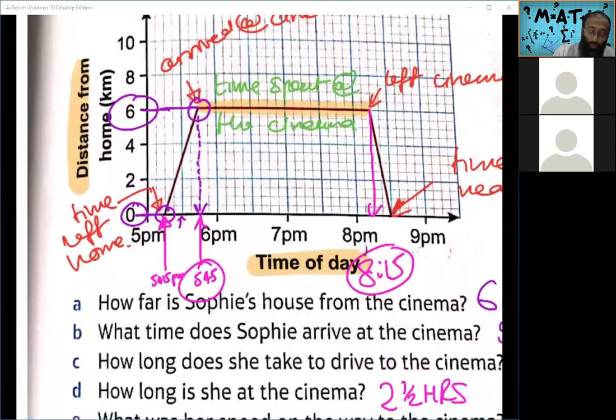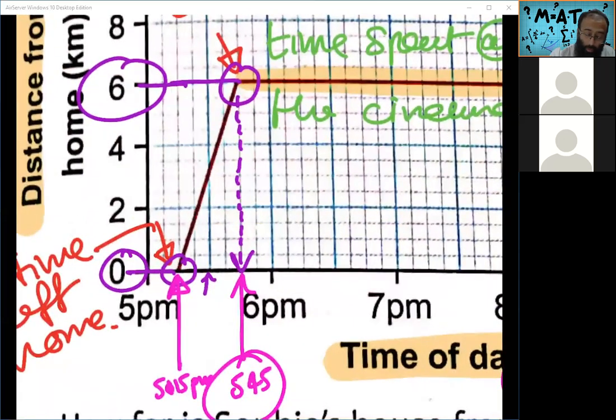So we're going to look at our triangle here. Okay, I'm going to highlight the triangle in a different color now. So look at this triangle here. We need to look at the height and the base of the triangle. So the height will be the distance.